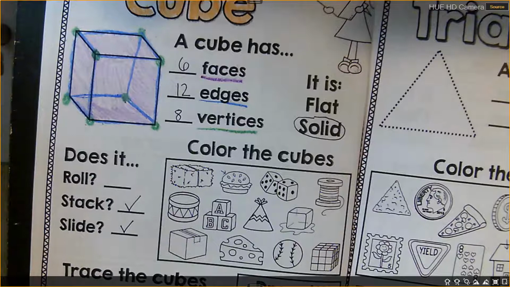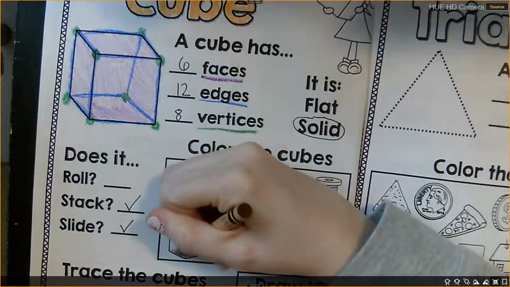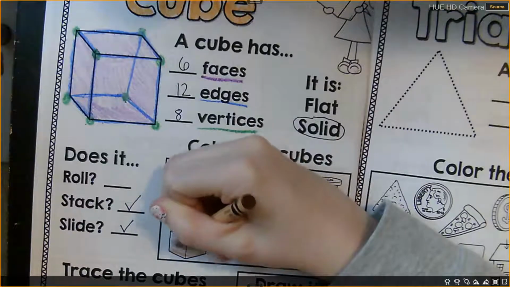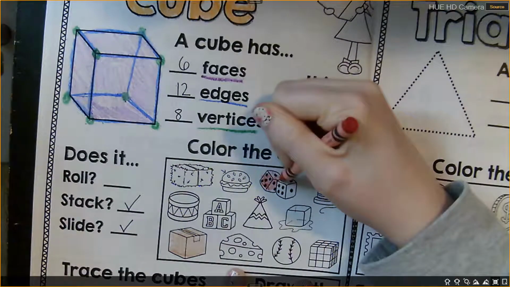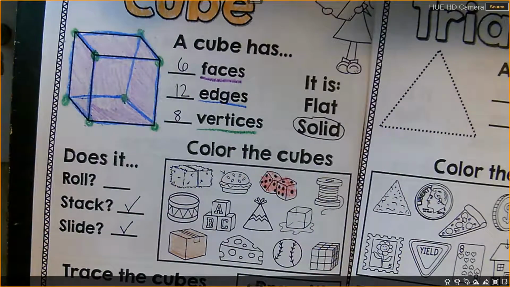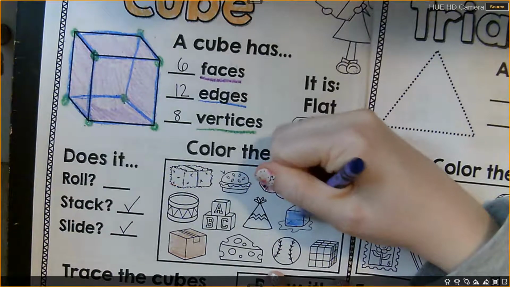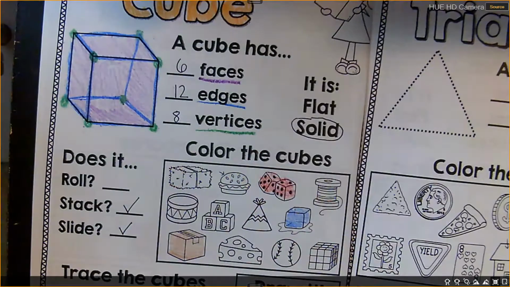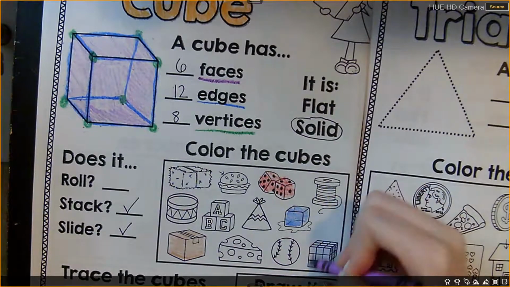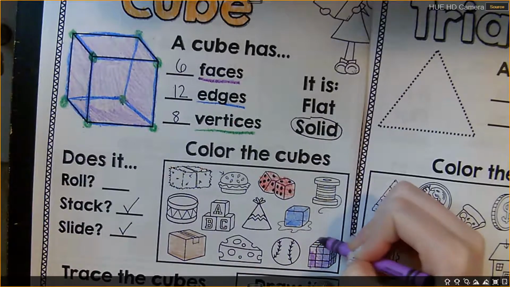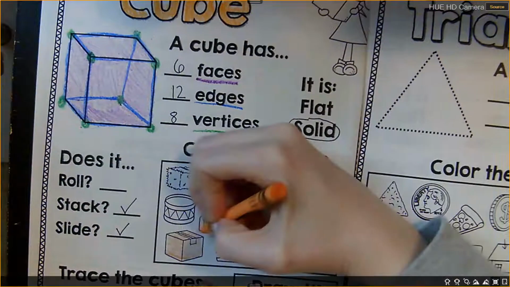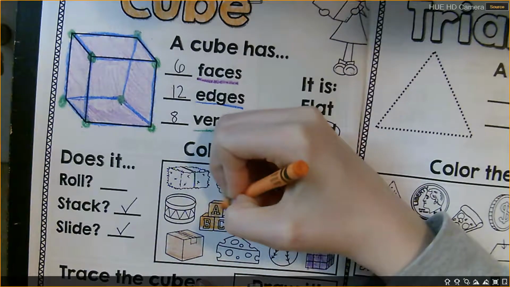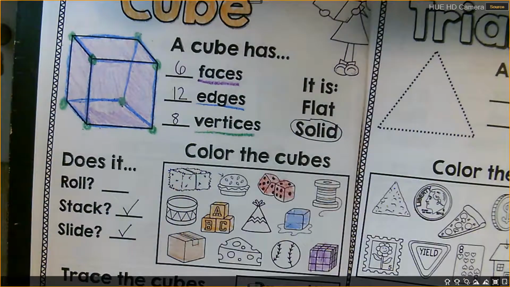And let's look at these cubes here and color them. I see this box right here is a cube. I see these dice for cubes. I see this ice cube. You see any more cubes? I see a Rubik's cube. Do you see any more? I see these blocks are cubes and they stack. Nice job finding all the cubes.